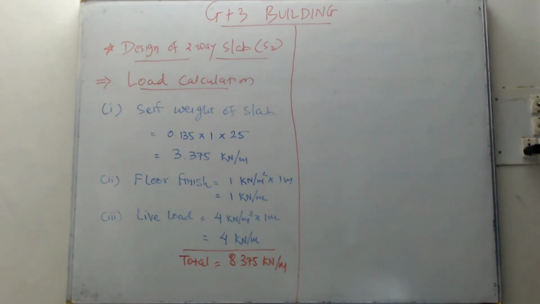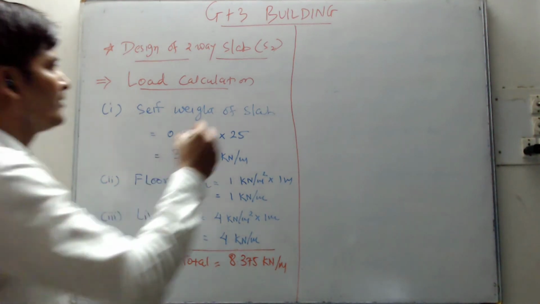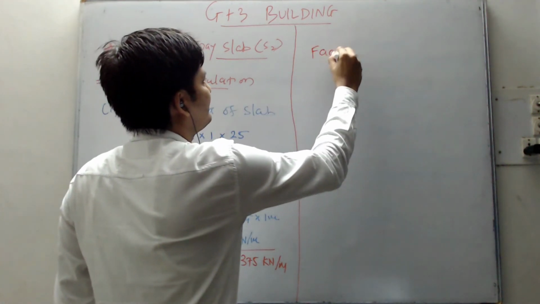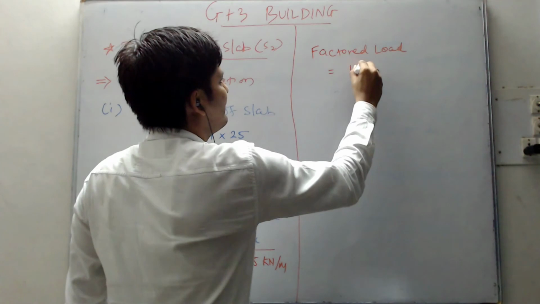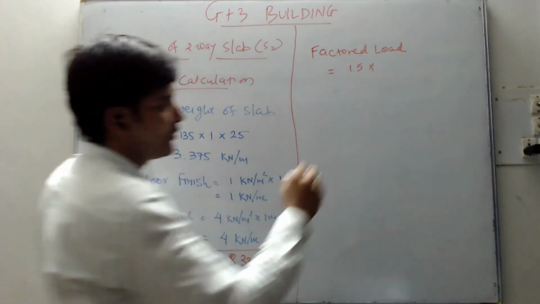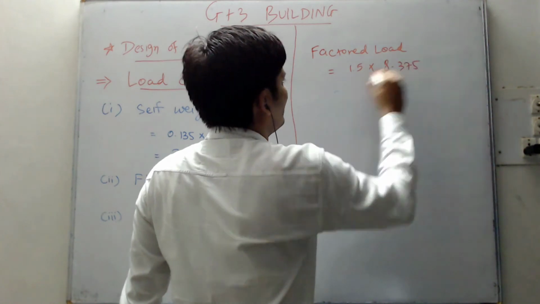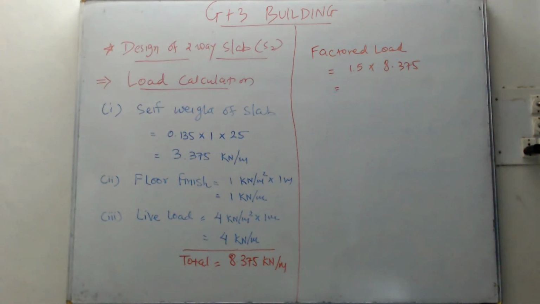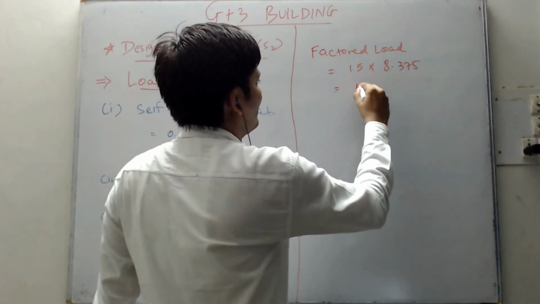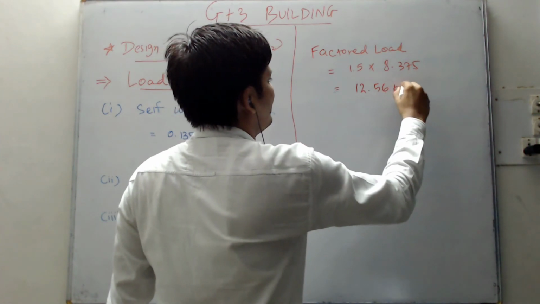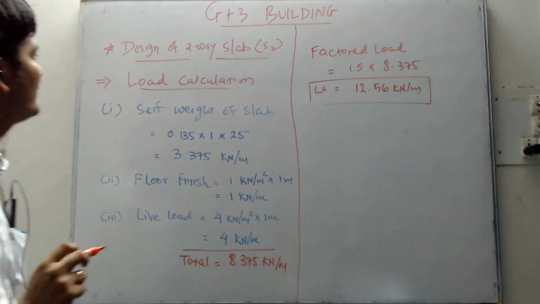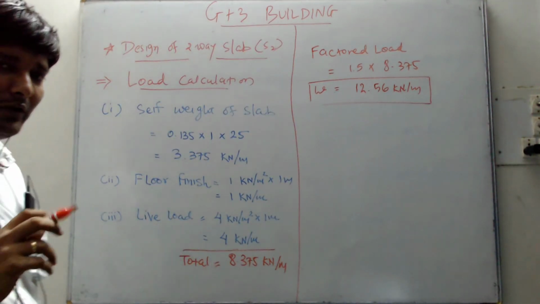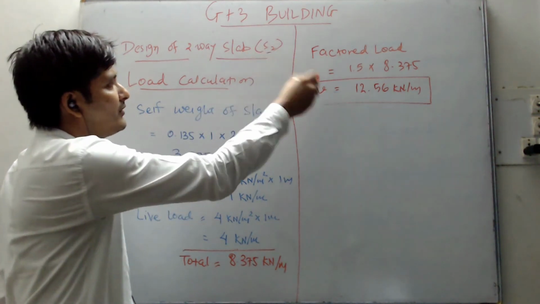Then the next step is to factor this load. So now let us calculate the factored load. How can we factor this load? Multiply by 1.5. So multiply 8.375 by 1.5, and you will get 12.56 kilonewton per meter as a UDL acting on your two-way slab. So this completes our step for load calculation for a two-way continuous slab. This much UDL will be acting on my slab.